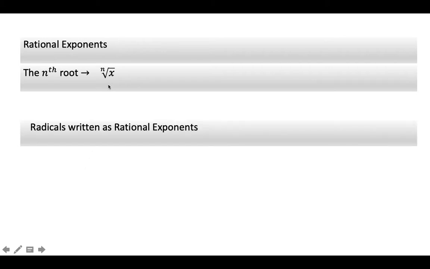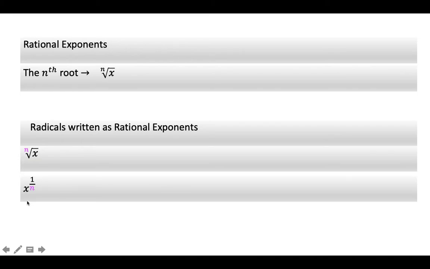So, rational exponents. We can look at the nth root, and I've shown you this before, but radicals can be written as rational exponents. If n is my index, the nth root of x can also be written as a rational exponent, x to the power of 1 over n. The 1 really is the power above the x. So x to the power of 1 is just simply x.